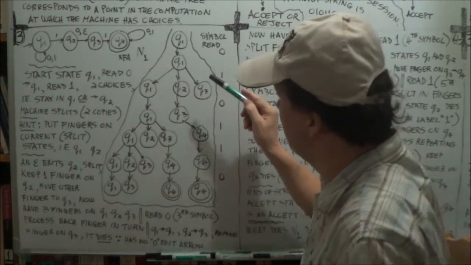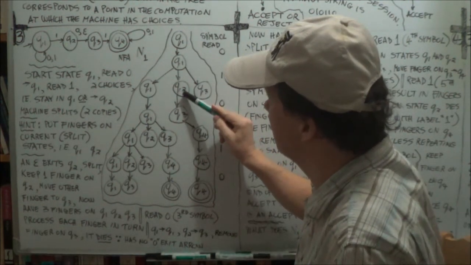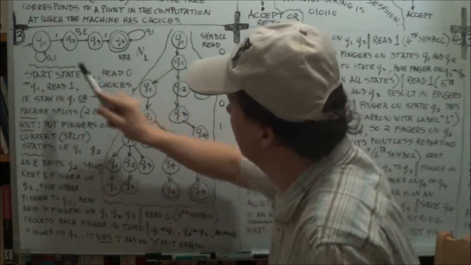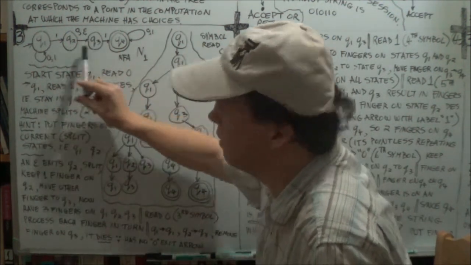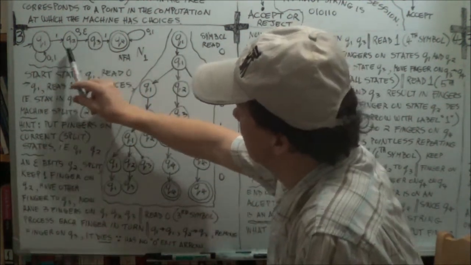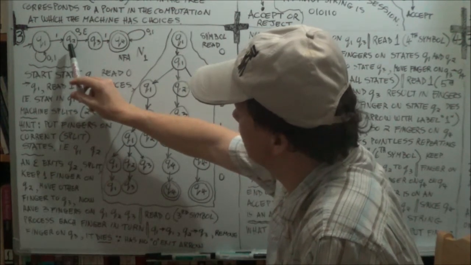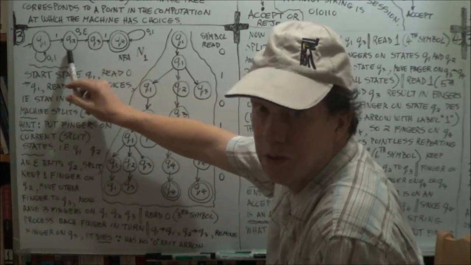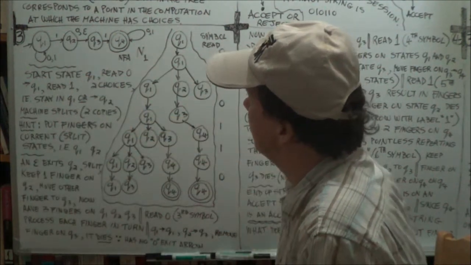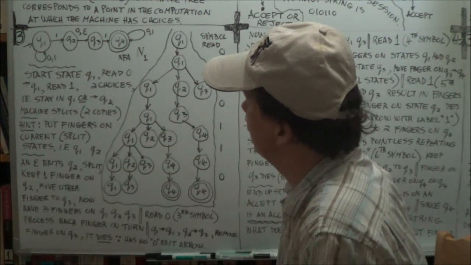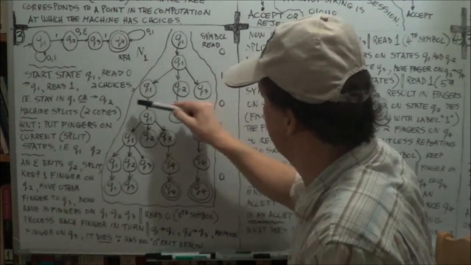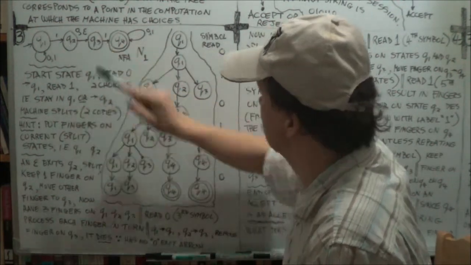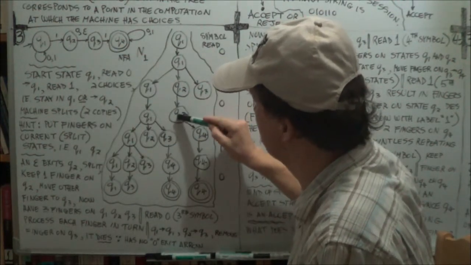Can you see this Q2 here? We analysed that one. It just went to that. And these three are pinned or fingered. So now we're analysing this one. What will Q2 do? What will the machine in state Q2 do? Well, the input symbol is 0. It just goes to Q3.